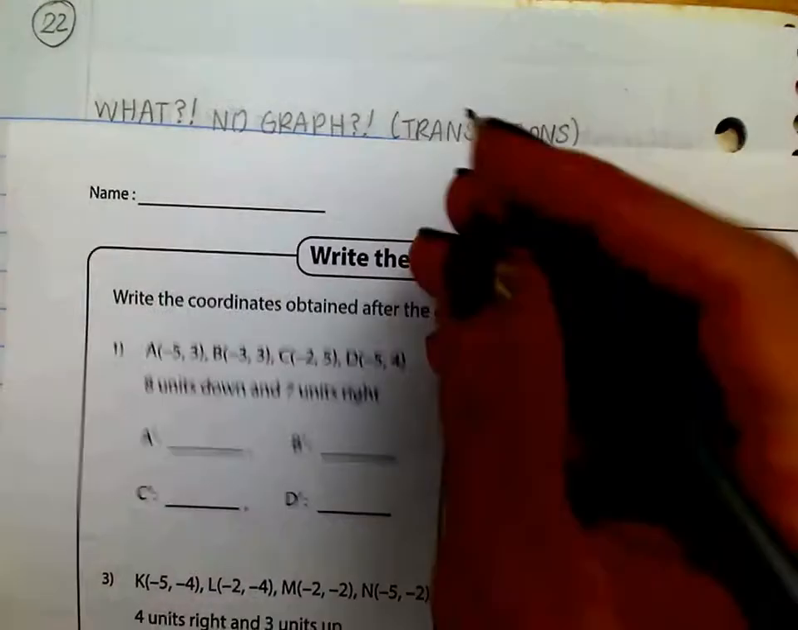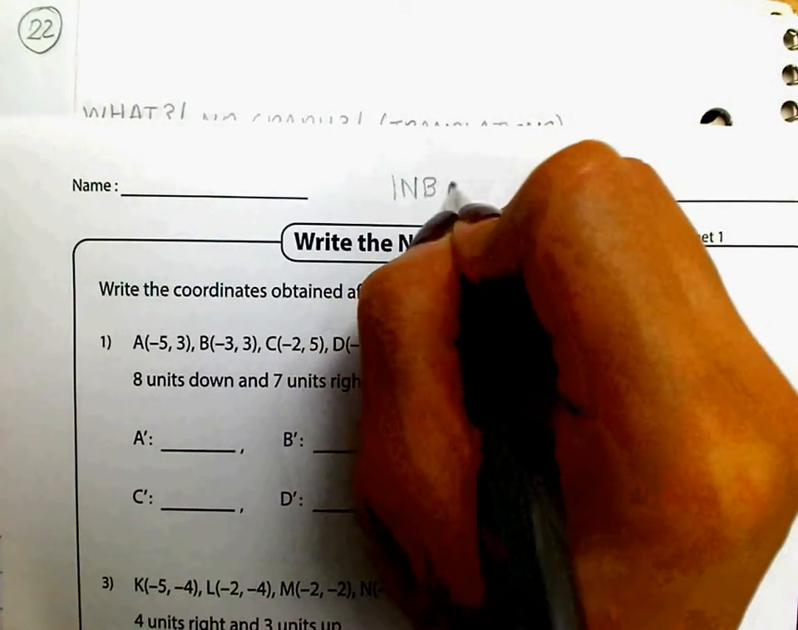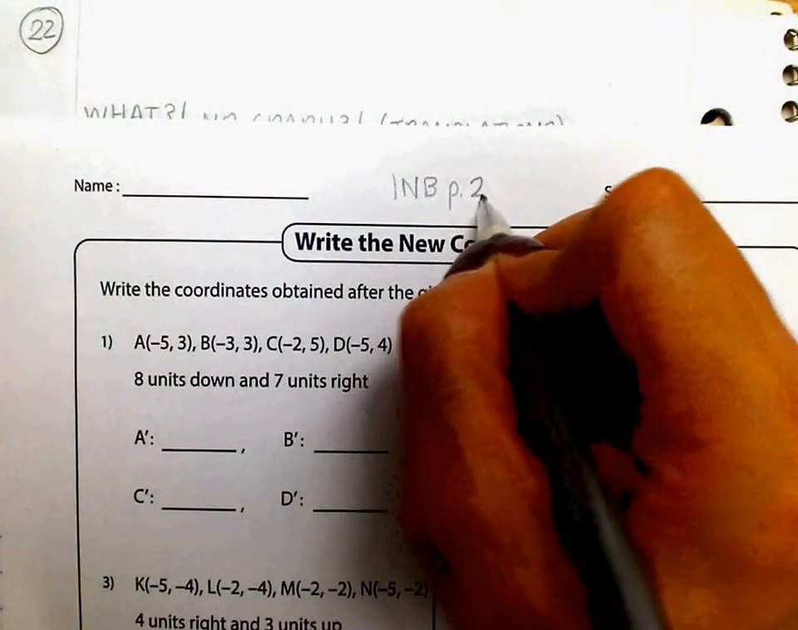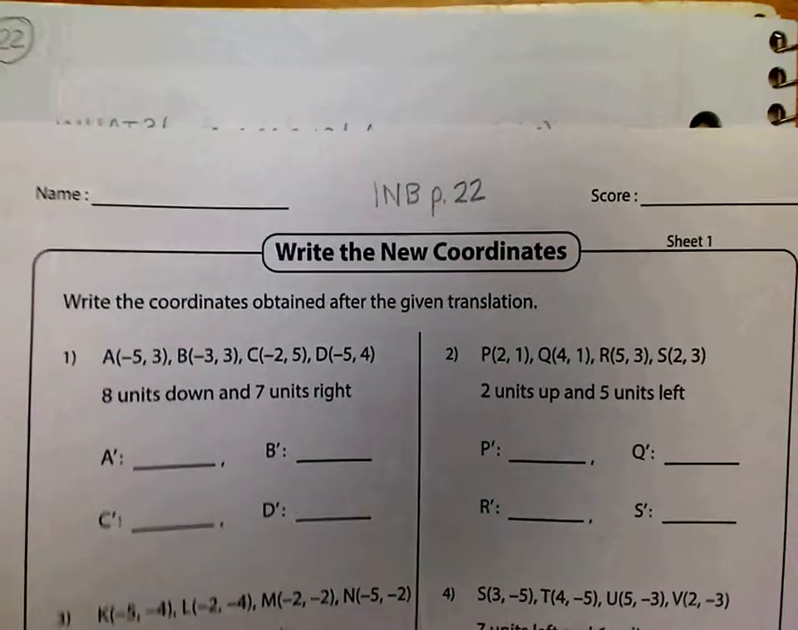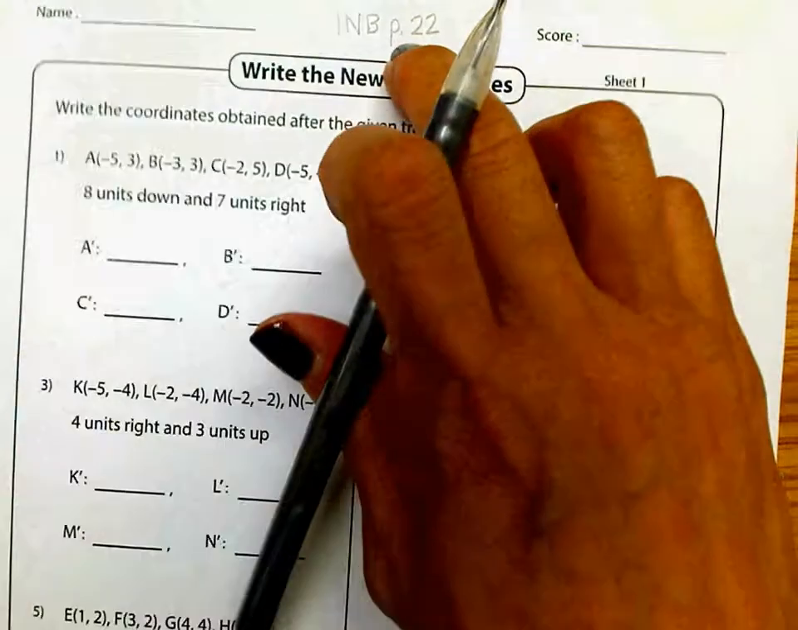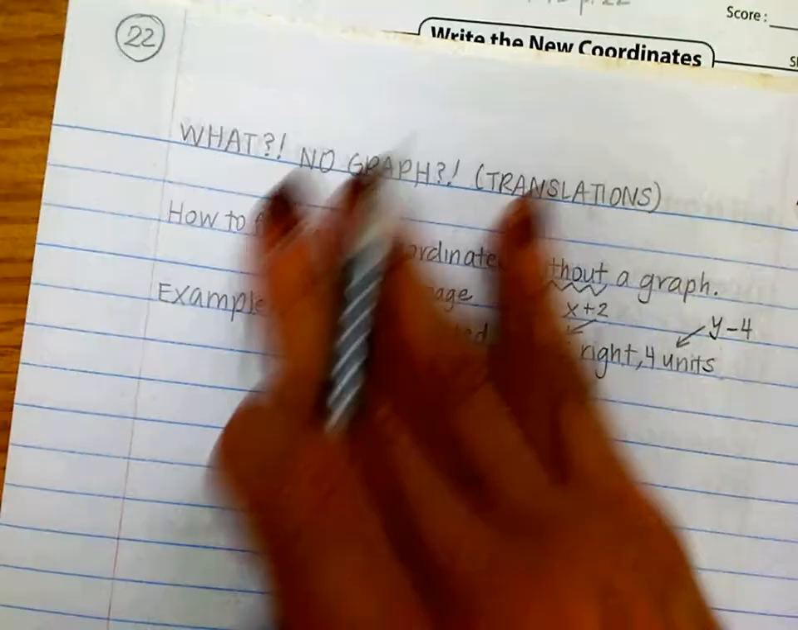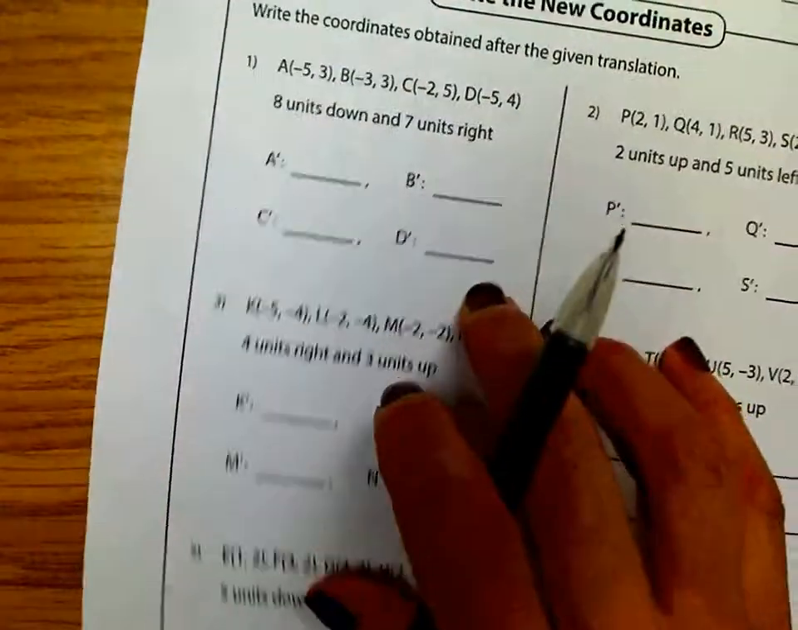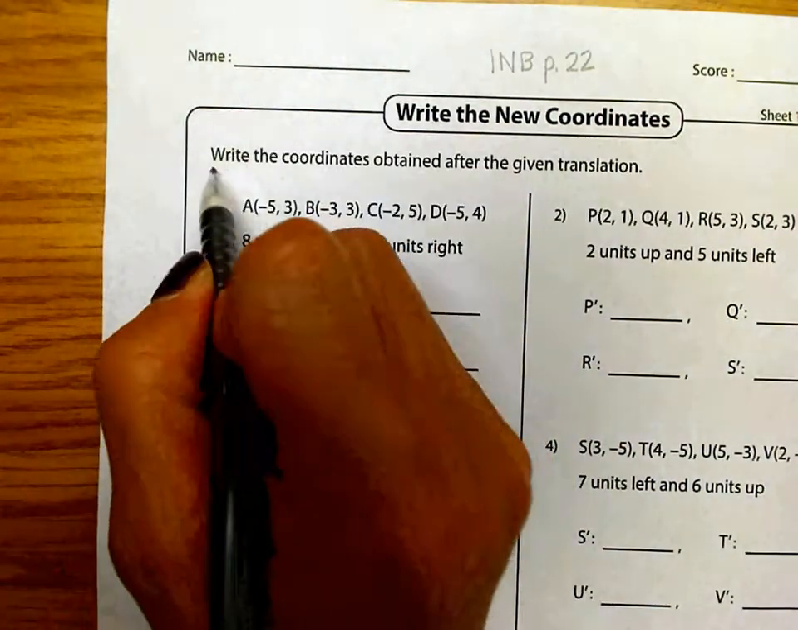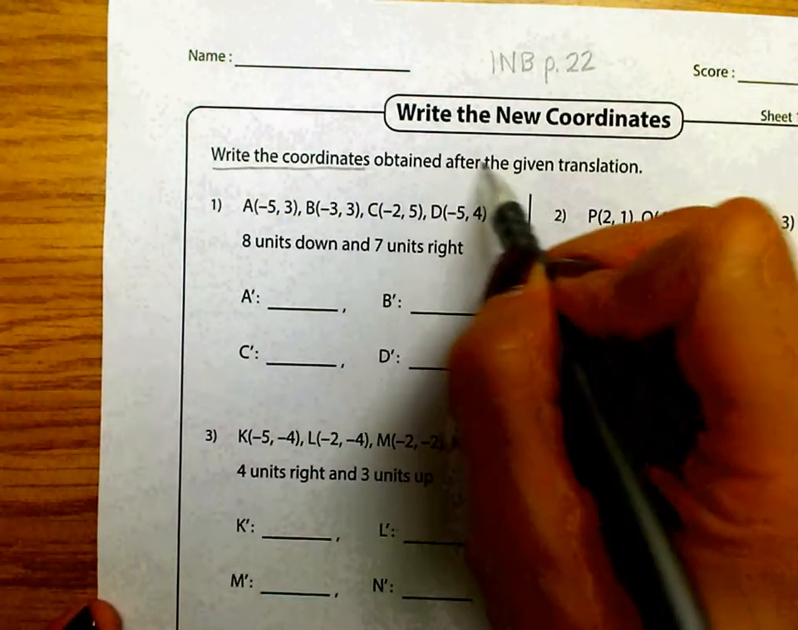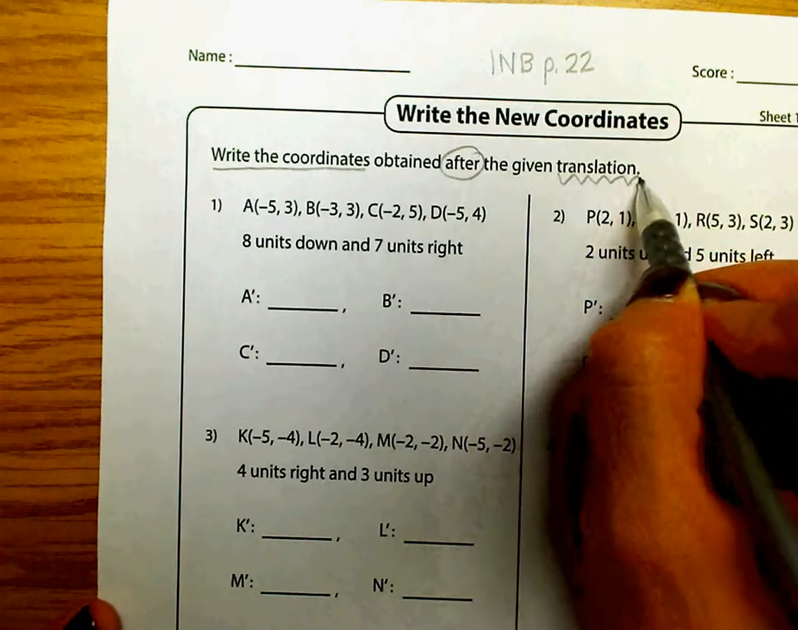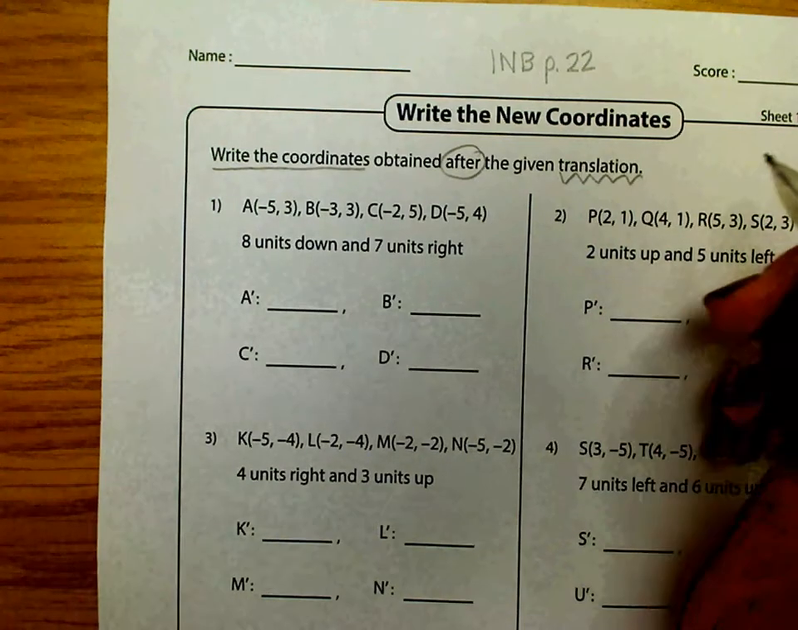So on this worksheet, I told you guys, for those of you that we had time to write it down, the interactive notebook is page 22. So you can use this notebook to help you figure out what to do here. Okay, so this says write the coordinates obtained after the given translation. It's always good to know what the question's asking. So let's go to number 3.